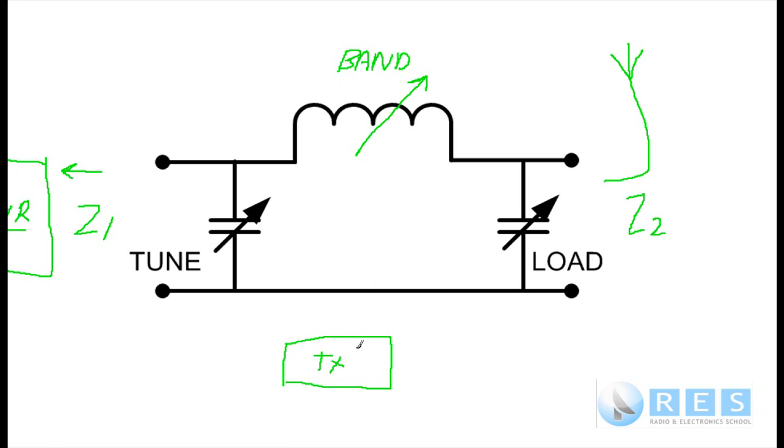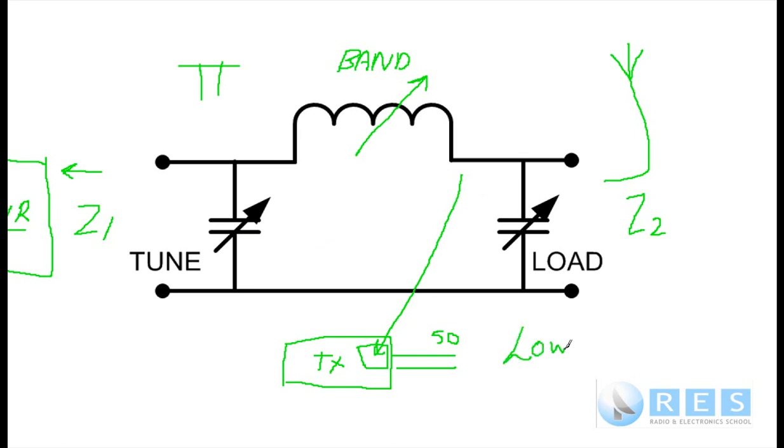And also the output of your transmitter itself, in the output of the transmitter there is a network similar to that to adjust the impedance of the transmitter to what it's expecting, and that's 50 ohms. That's called a pi network because it looks like the Greek letter pi, and it's a very common network for antenna tuners. It's also a low pass filter.